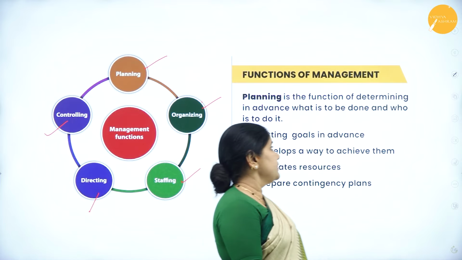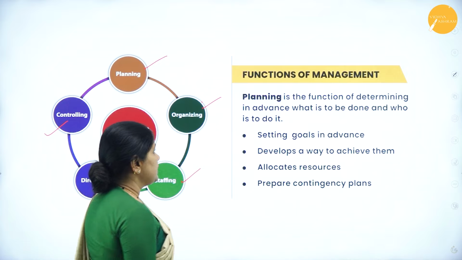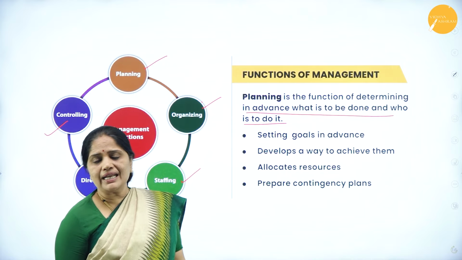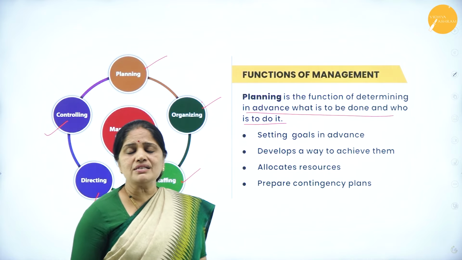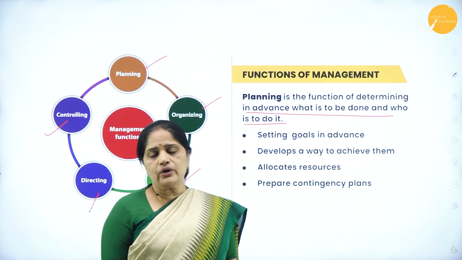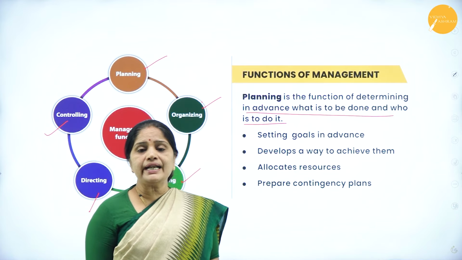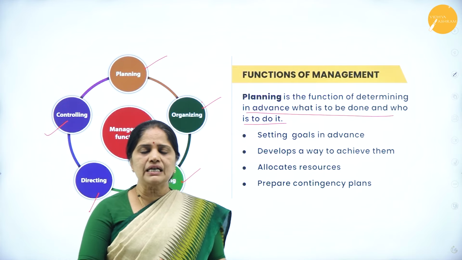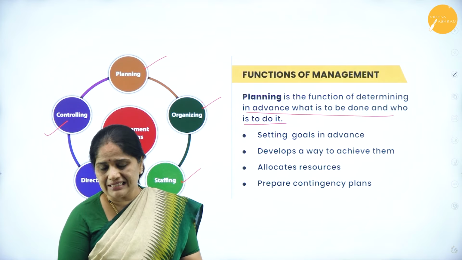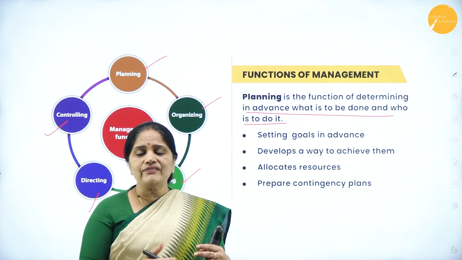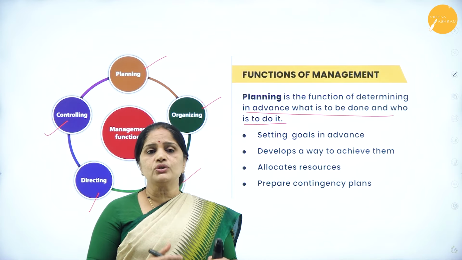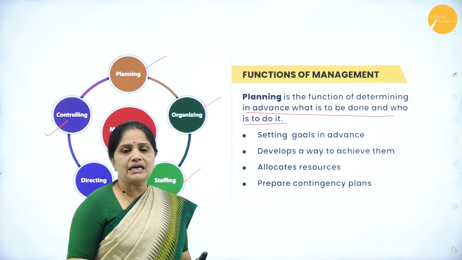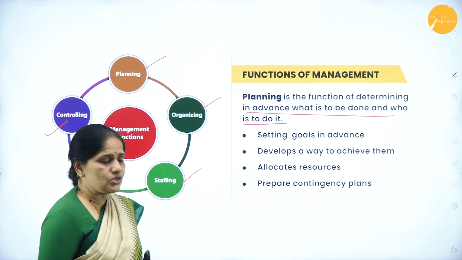So what do we mean by the word planning? Planning is the function of determining in advance what is to be done and who is to do it. So planning is deciding in advance what work is to be done and who has to do it. In planning, you decide today what you have to do in the future. In the same way, if you have a plan of having 10,000 units of production by the end of the month, then you have to decide for every day what the output is and who has to do that output. All this will be decided in the planning stage itself. So it is nothing but determining what is to be done and who has to do the job.